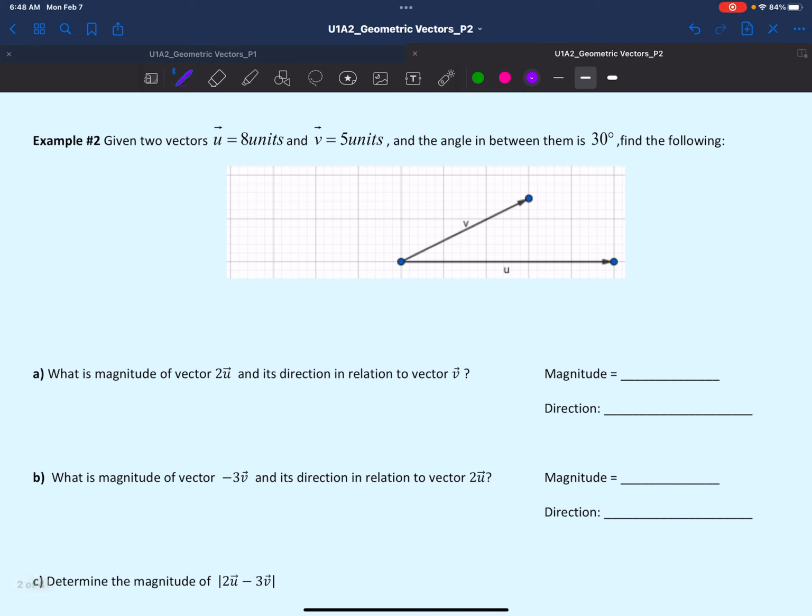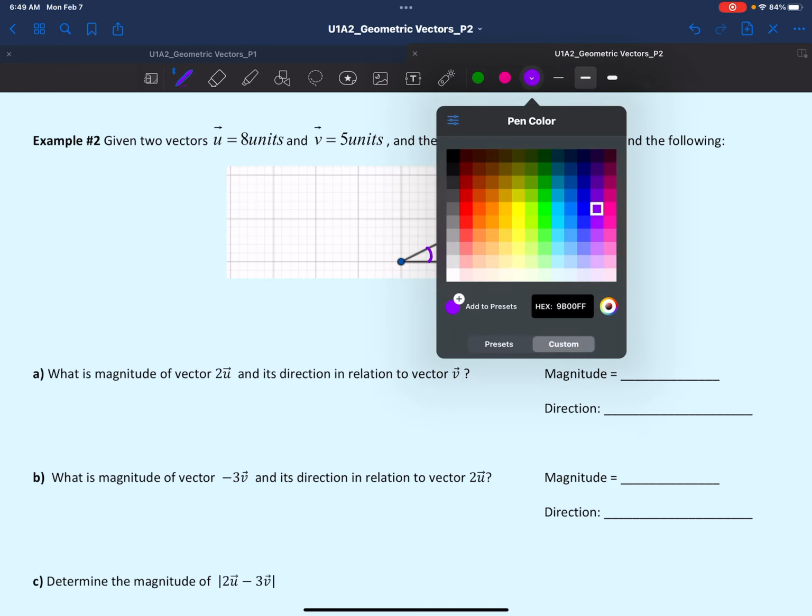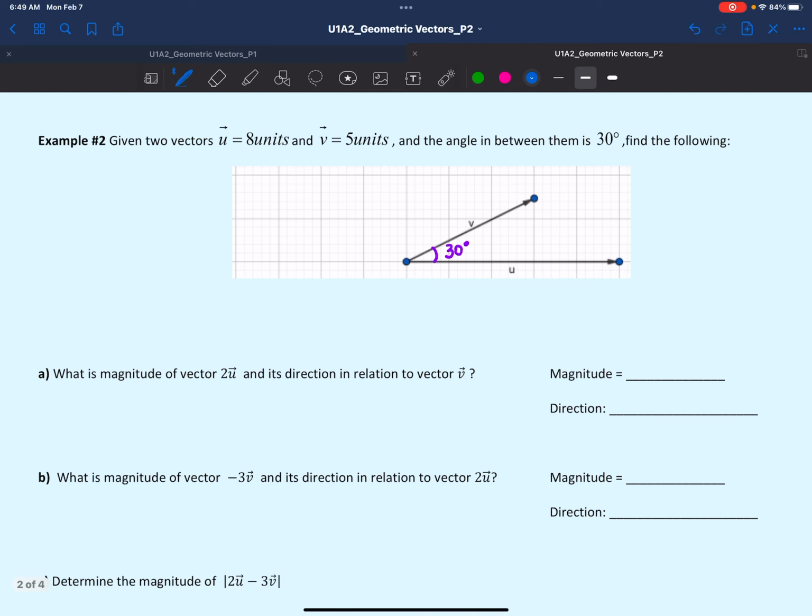We are given two vectors, u and v. Vector u is 8 and vector v is 5 units. Here they are. u is 8 and v is 5. Now the angle between these two vectors is 30 degrees. So here we go, 30 degrees here. Now, we have to find the following.